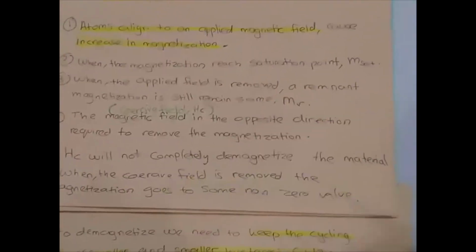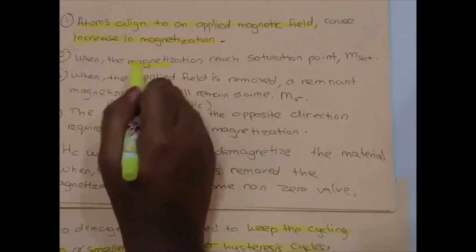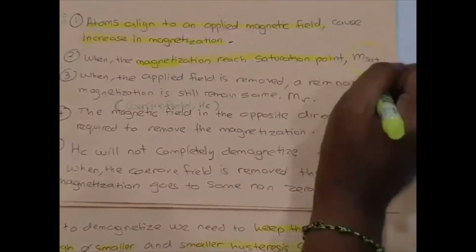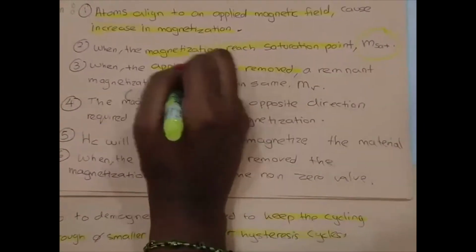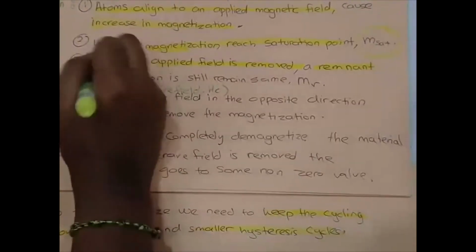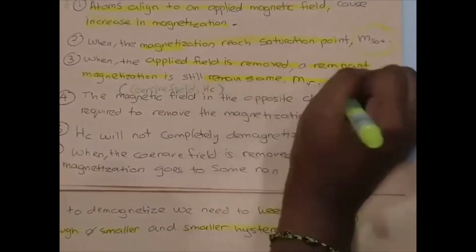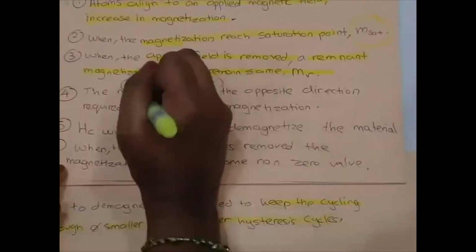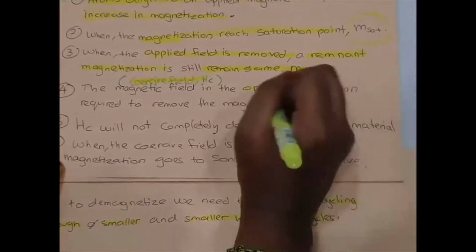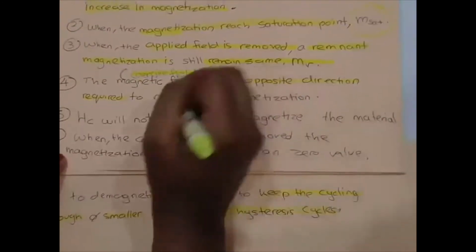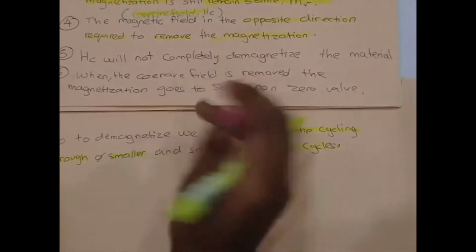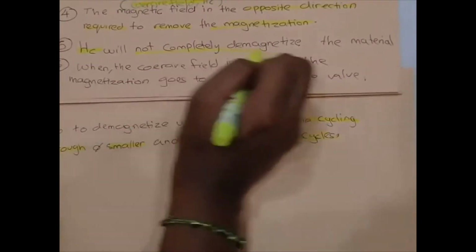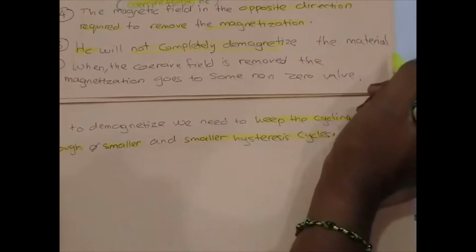The second point is the magnetization reaches a saturation point, which we call M sat. The third point is when the applied field, which is the magnetic field, is removed, the remnant magnetization still remains the same. The fourth point is the coercive field, in the opposite direction, required to remove the magnetization. And the fifth point is HC will not completely demagnetize the material.